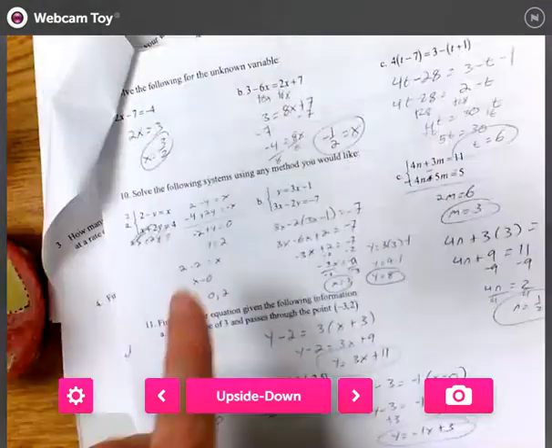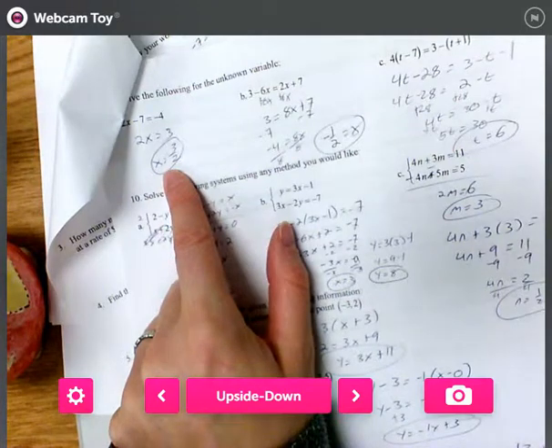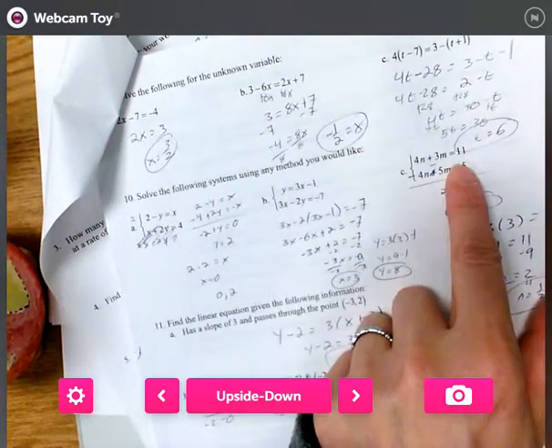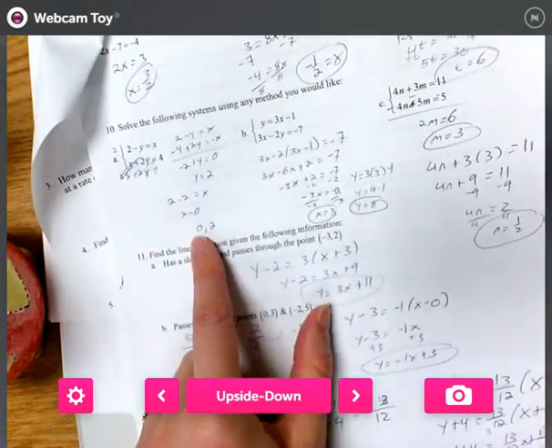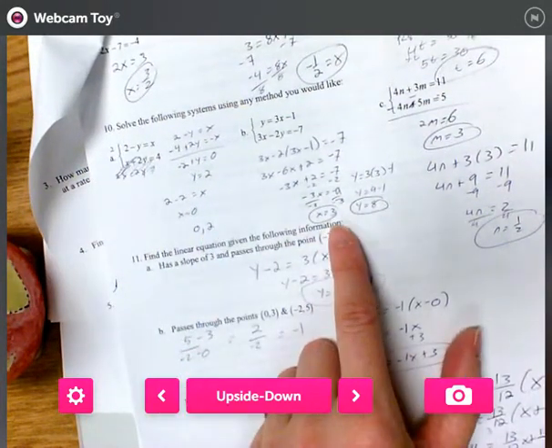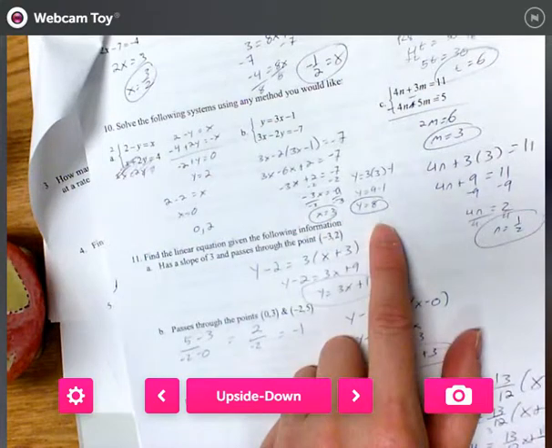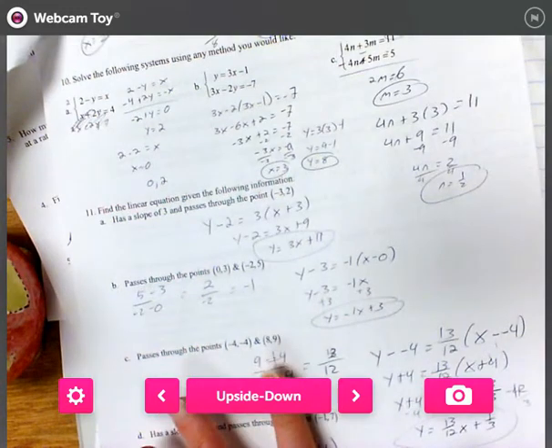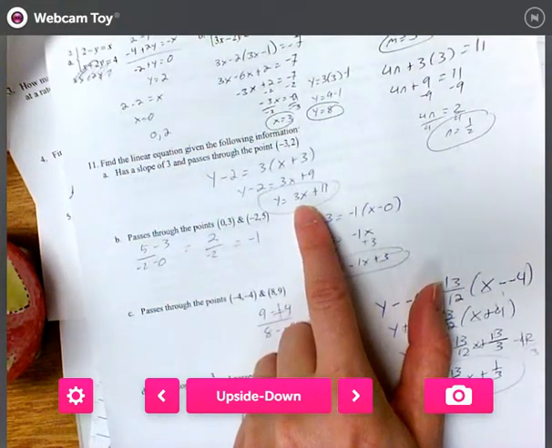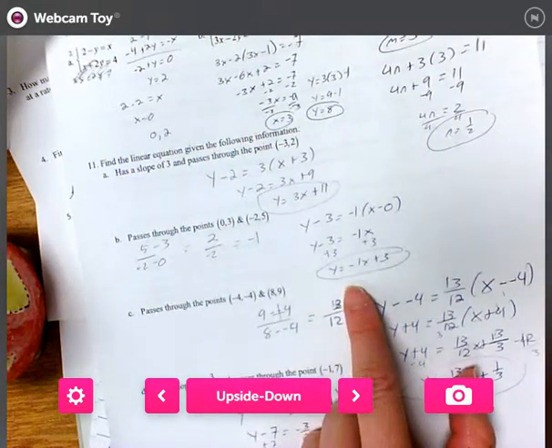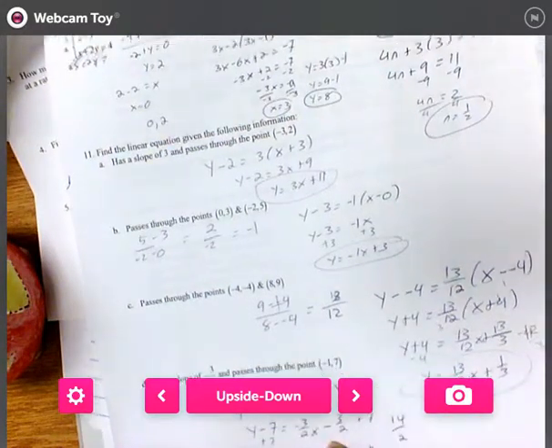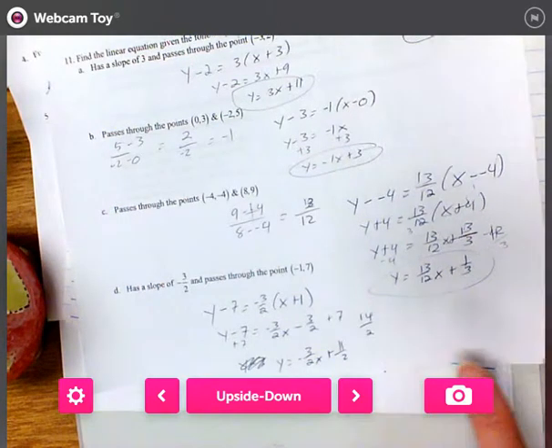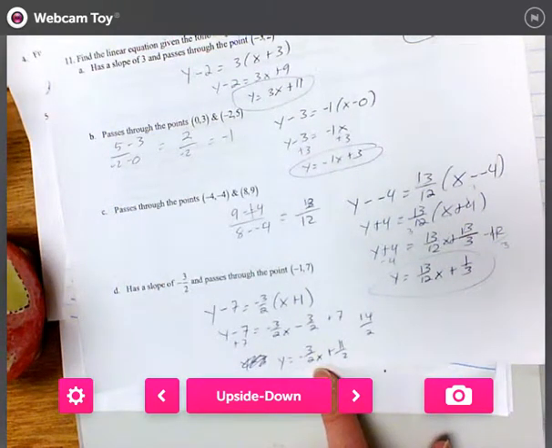Number 9, A is 3/2, B is -1/2, C is 6. Number 10, A, X is 0, Y is 2; B, X is 3, Y is 8; and C, M is 3, N is 1/2. Number 11 is 3x plus 11. Number 11b is y equals -1x plus 3. C is y equals 3/12x plus 1/3. And D is y equals -3/2 x plus 11/2.